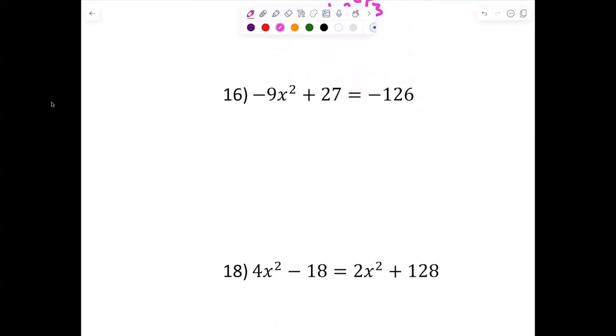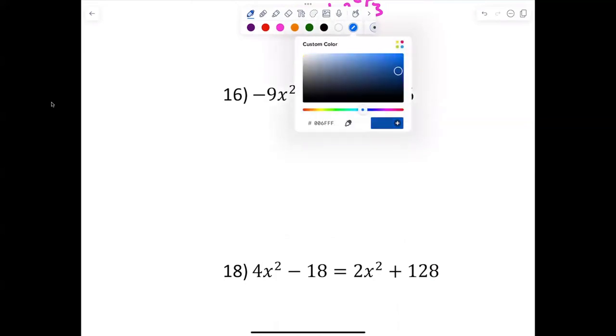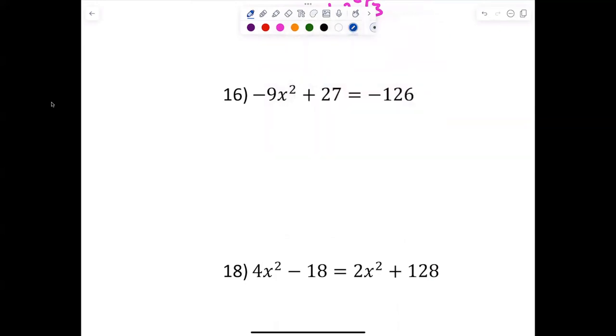What do I have to do first on 16? Subtract 27. So here we go. When I do that, I get negative 9x squared equals negative 100. Now what? That's right. Divide by negative 9. So x squared is equal to 17. Perfect. And now what?